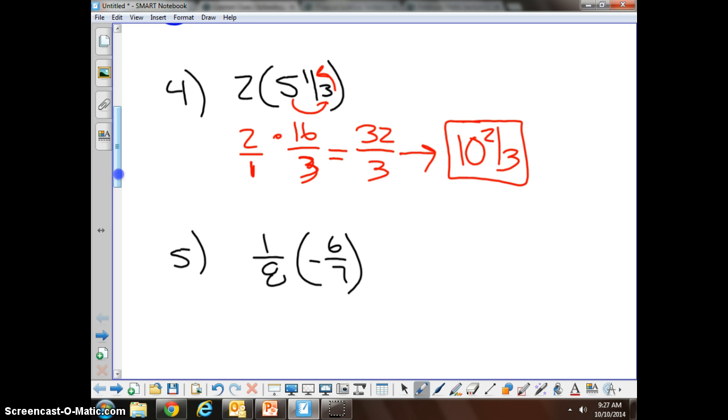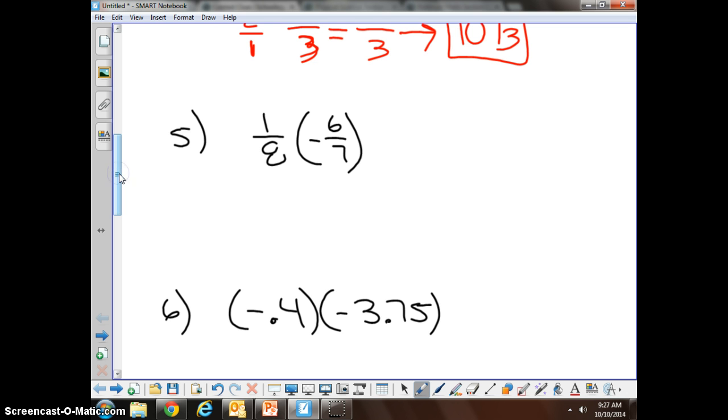Number 5. A very similar problem. In this case, we actually do not have to convert anything because we have 2 fractions that are not improper, and we have two fractions that are not mixed numbers. So in this case, we are simply going to take 1/8 and multiply it by -6/7. And when you're multiplying fractions, it's numerator by numerator over denominator times denominator. So in this case, 1 times 6 is going to give you 6. 8 times 7 is going to give you 56.